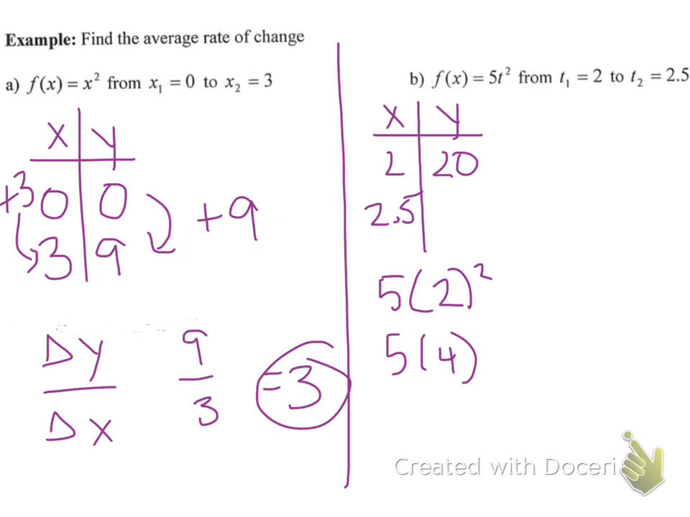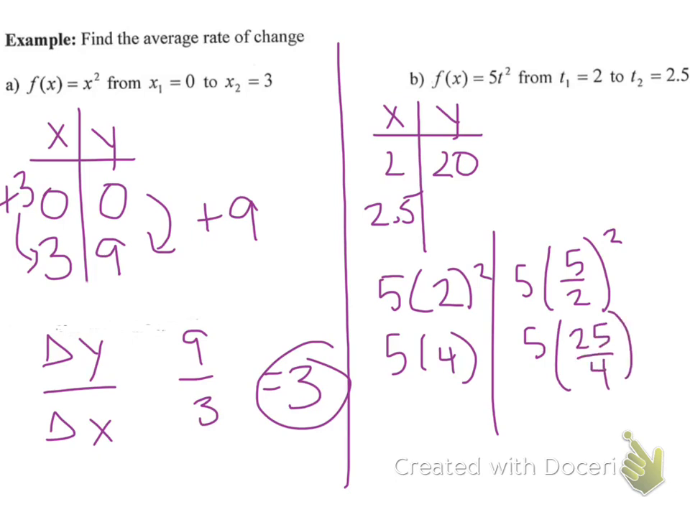So now let's go through and do the other one. When I plug in 2.5, it might be easier to think of 2.5 as a fraction, and that's what I'm going to do because I don't have a calculator handy. So I have 5 times 5 over 2, the quantity squared. So 5 over 2 squared will become 25 over 4. I can put 5 over 1, and I multiply my numerators. So when I multiply that, I get 125 over 4.